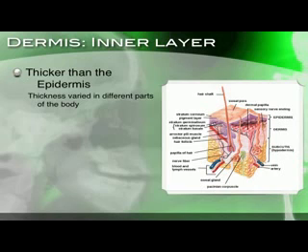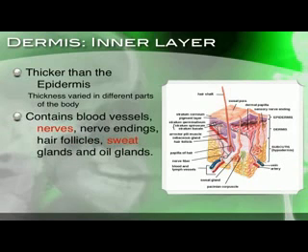Why would I want that? You use your feet more, you're walking, and it's taking all the pressure from your body and all that good stuff. So you want that to be thicker. So some places it's going to be thicker than others. And this is where it contains blood vessels, nerves, nerve endings, hair follicles, sweat glands, oil glands. These are a number of the things that you find in the dermis layer.